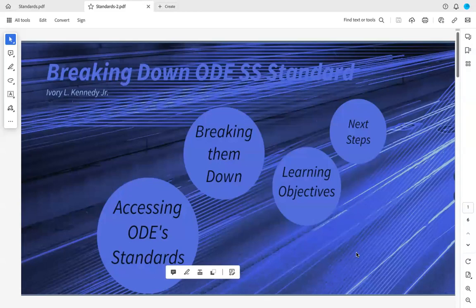I am Ivory Kennedy Jr., and we are going to be working with ODE Social Studies Standards, how to break them down and then create learning objectives and then give you a little bit of the next steps. The first thing that we are going to do, though, is learn about accessing ODE's website. There's a lot of different ways that you can get to the Social Studies Standards. So we are going to take a quick field trip.